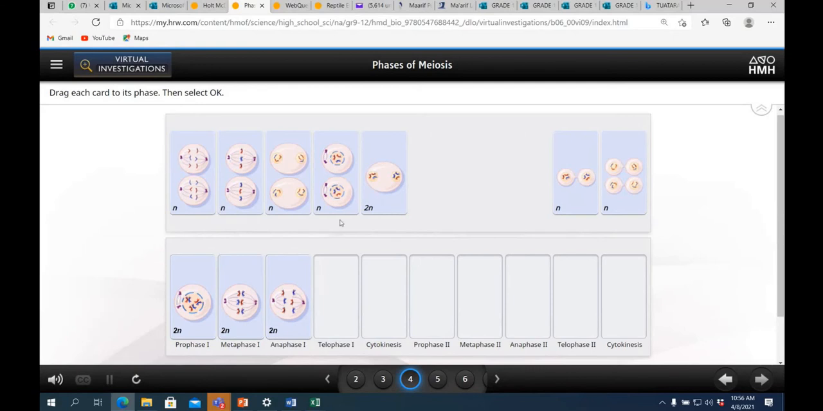So which one goes into telophase 1? This one or this one or this one? Or any one of these? The fourth one. This one? No. Which one is it now? Yes, this one. This one? Yes. Okay, let me check. Perfect. What about cytokinesis? What is cytokinesis, ladies?